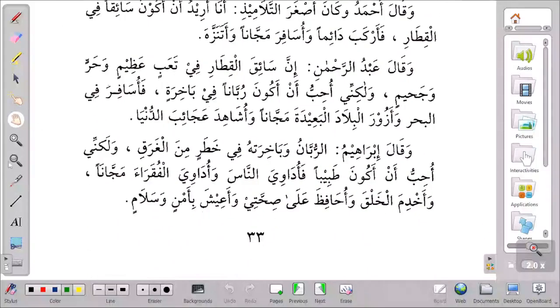Okay. Now let's see. Waqala Abdul Rahman, and Abdul Rahman said, Inna sa'iq al-qitari, indeed the driver of the train, fi ta'bin azimin wa harrin wa jahimin. Indeed the driver of the train, fi ta'bin. Ta'bun is stress. We have looked at it previously, right? When we were doing Tabkhun wa nuzkhatun, right? We saw something like inna fil ragifa ta'bun or something. We saw something like that. So inna sa'iq al-qitar, indeed the driver of the train, fi ta'bun, is in stress.